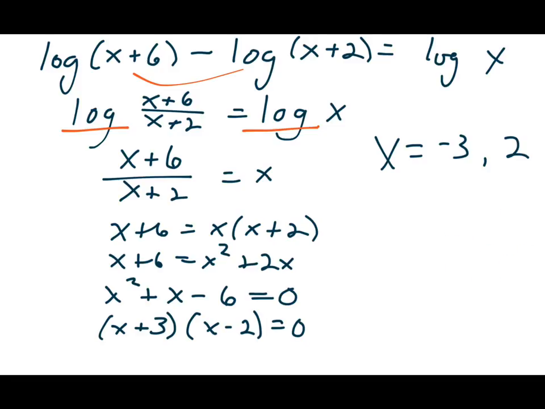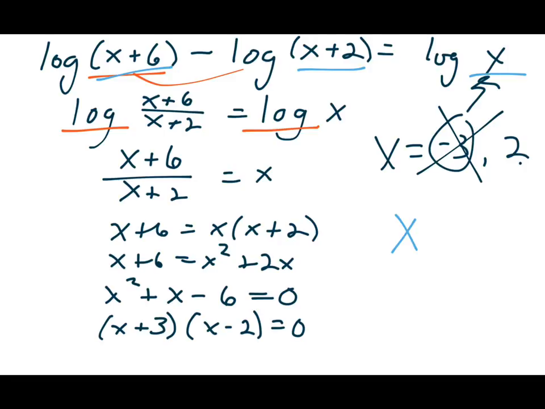So we need to look at our answers and see if any of those give us negative answers. Right away, if you plug in negative 3, there's a negative log, so we have to throw it out. Okay? Does 2 work? If we put it in here, that's a positive number, that's a positive number, that's a positive number. So x equal to 2 is our only solution.